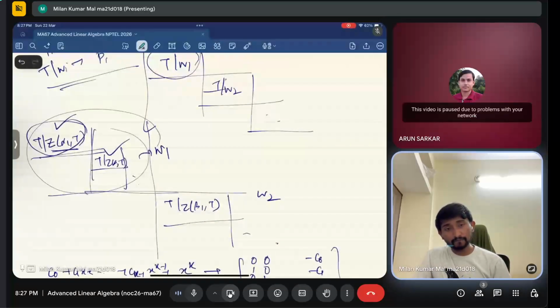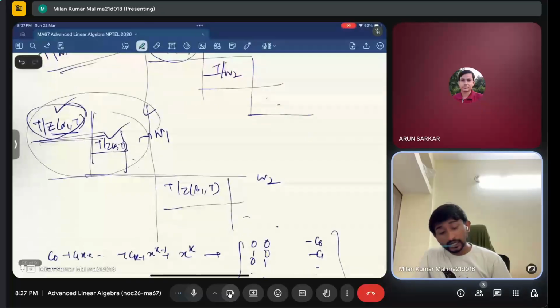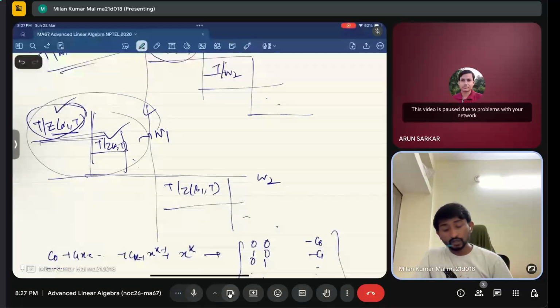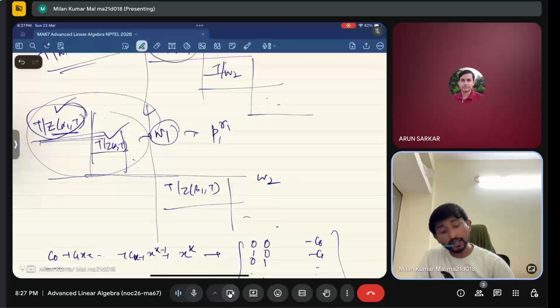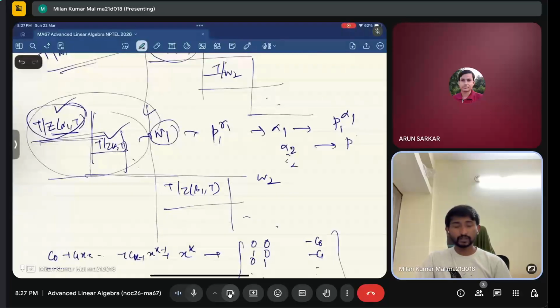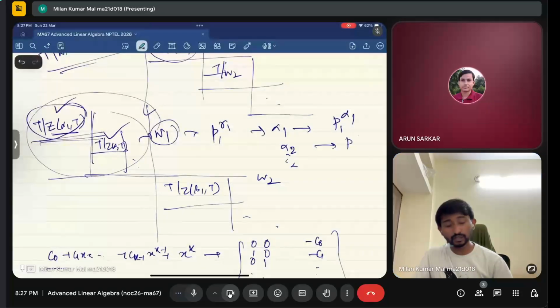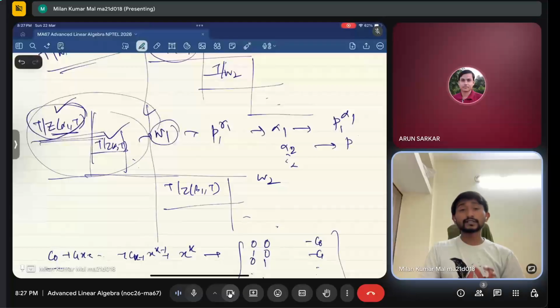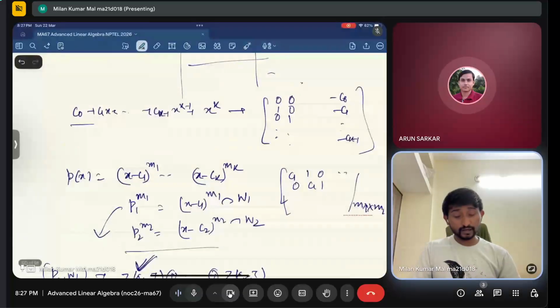One fact I have not mentioned properly: corresponding to this W1, I have said P1 to the R1 is the minimal polynomial. So we will be able to find a vector alpha 1 for which the T annihilator will be P1 to the power R1, and consecutively for all the other alpha 2, the T annihilator will be P1 to some other powers, but those powers will be less than or equal to that of alpha 1. The same polynomial P1. I hope up to this point it is clear, right?